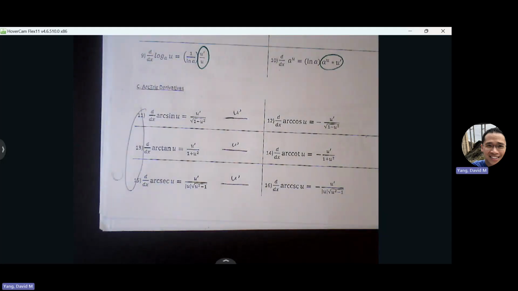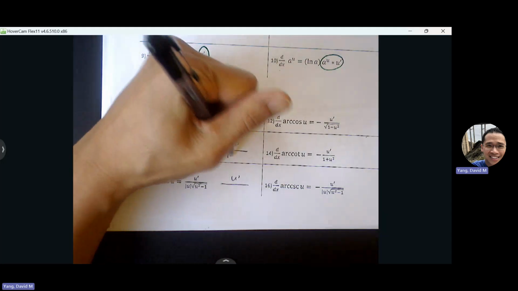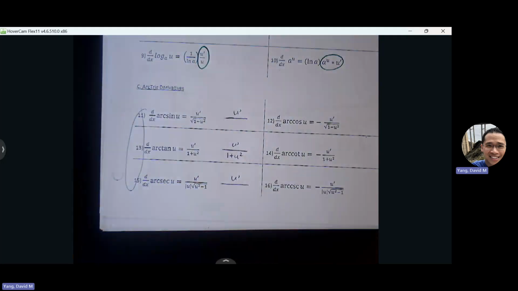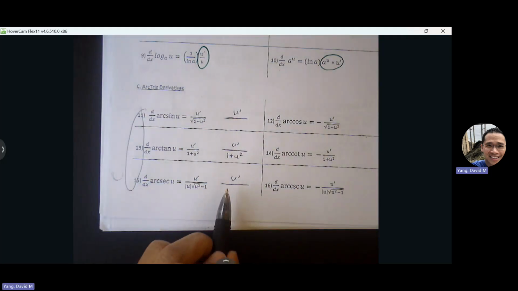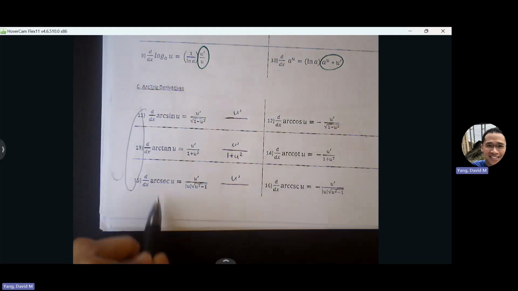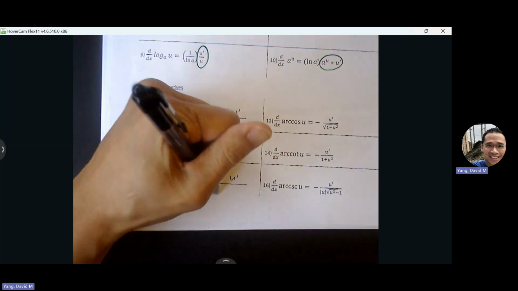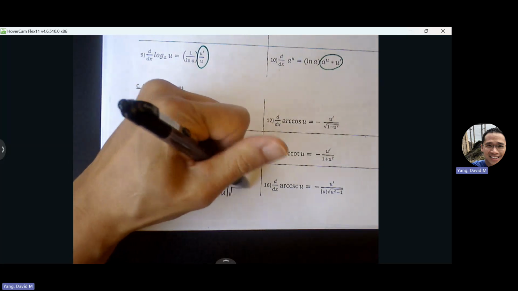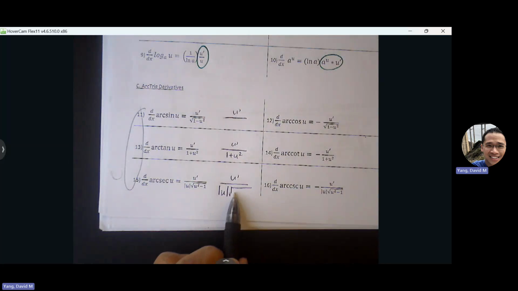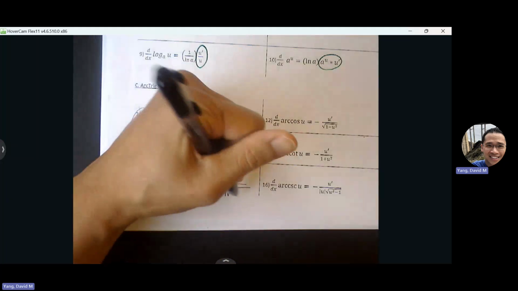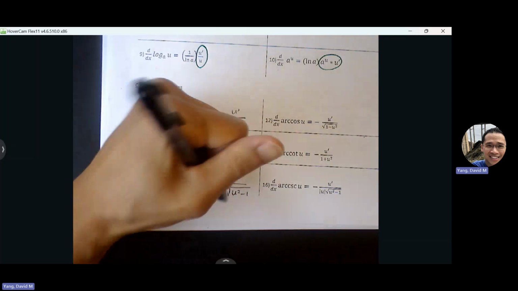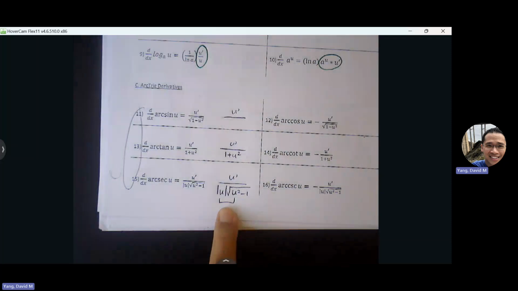Denominator is all combination of 1 and u squared. So I start off with 1 plus u squared because that's the easiest. And then I go to the most difficult one, the arcsecant. I see the absolute value of u. I know there's a square root, but then sometimes I don't remember, is it u squared minus 1 or is it 1 minus u squared? And I know it's u squared minus 1 because the u's are next to each other.